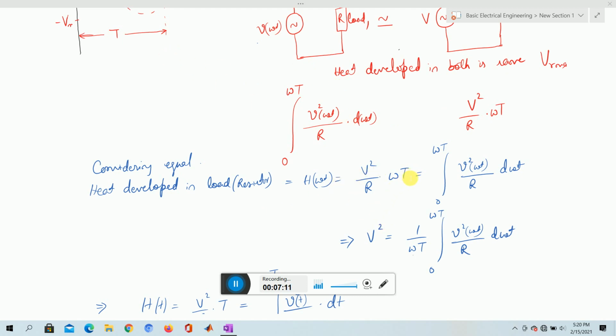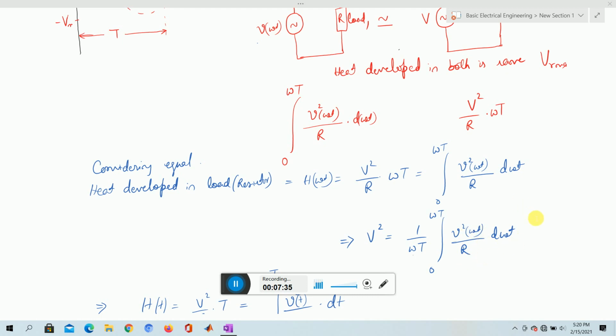तो वी स्क्वायर आर इंटू ओमेगा टी इज अ टोटल टाइम in terms of radians. So here also we are adding in terms of radians 0 to omega t, v square omega t by r d omega t. So we can get the value of v square is equal to 1 by omega t, 0 to omega t, this v square omega t by r d omega t.